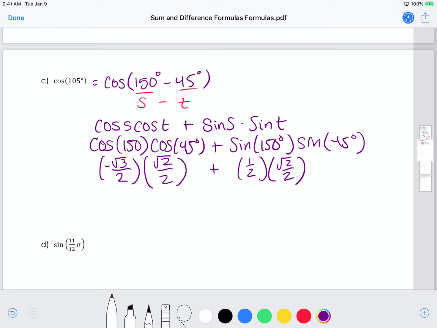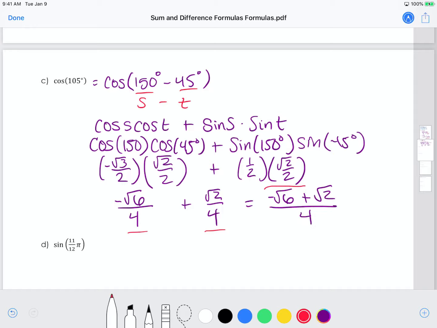Now when I multiply negative square root of 3 over 2 times square root of 2 over 2, that gives me negative square root of 6 over 4, plus, and then I have 1/2 times the square root of 2 over 2. That gives me the square root of 2 over 4. Since they have a common denominator, I can just go ahead and add them. So I get negative square root of 6 plus the square root of 2 all over 4. So this is my exact value for cosine of 105 degrees.